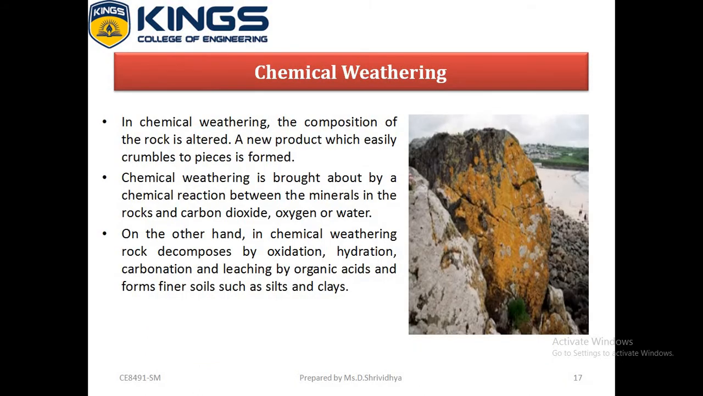Next, let me come to chemical weathering. In chemical weathering, the composition of rock is altered. A new product which easily crumbles to pieces is formed. Chemical weathering is brought about by a chemical reaction between the minerals in the rocks and carbon dioxide, oxygen or water. In chemical weathering, rock decomposes by oxidation, hydration, carbonation and leaching by organic acids and forms finer soil such as silts and clay.